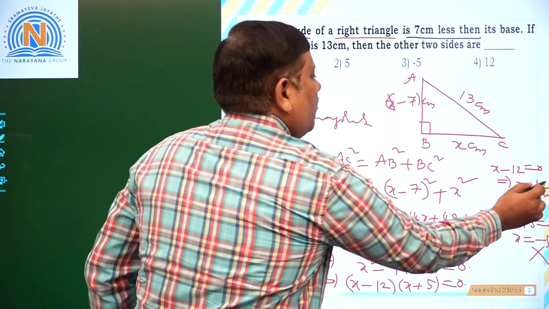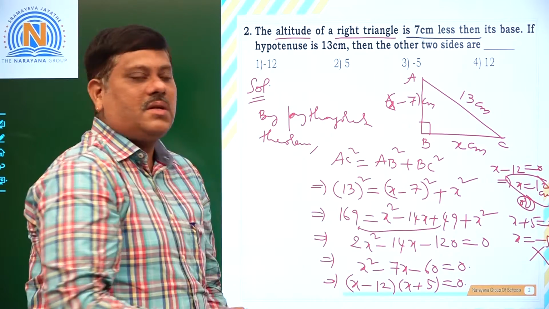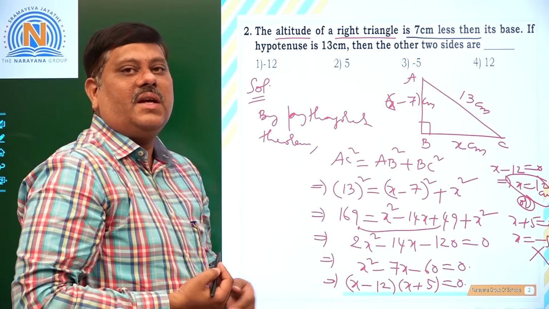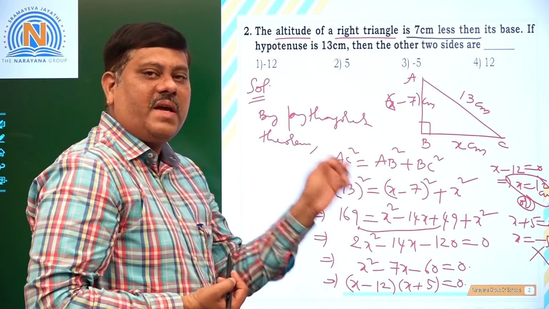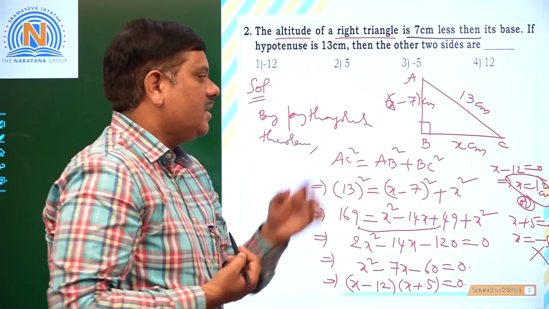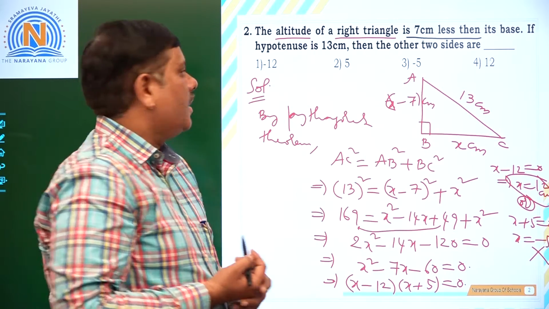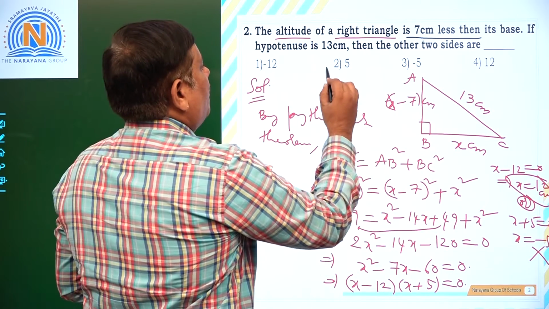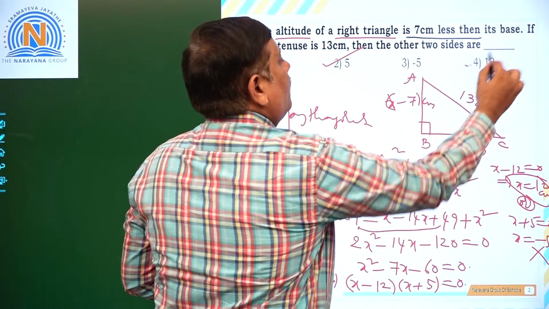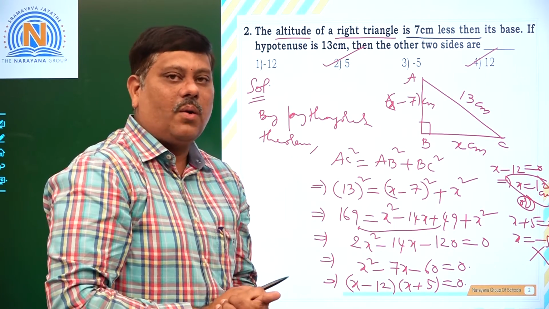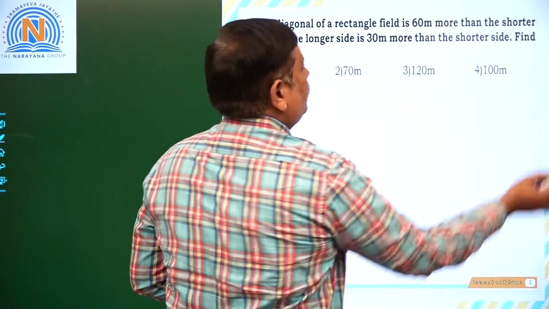So only the possible value for x is how much? 12 centimeters. If x is 12 centimeters, what is x minus 7? 12 minus 7, that is 5 centimeters. So 5 centimeters and 12 centimeters are the side lengths of the other two sides of the triangle. So in the options, 5 is there as well as 12 is there. So both 2 and 4 are right answers for this question. Okay. Now let us see the next question.